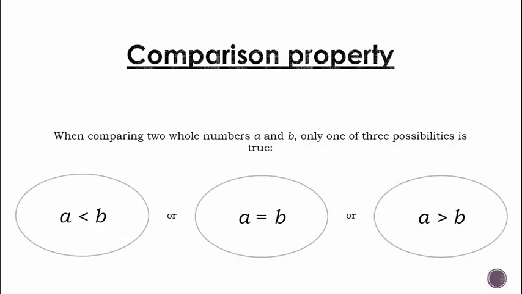It makes sense, right? So this is our comparison property. When comparing two whole numbers, A and B, only one of the 3 possibilities is true: A is less than B, or A equals B, or A is greater than B. You cannot have more than one. You can only have one of these. If A is equal to B, then it's impossible to have A less than or greater than B.